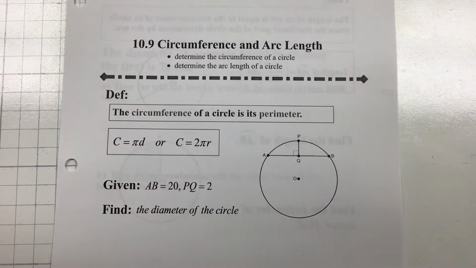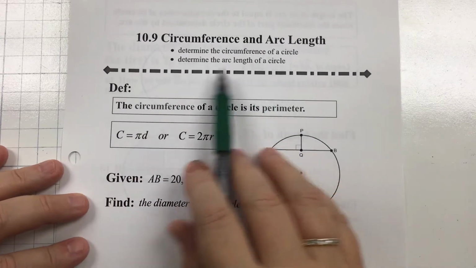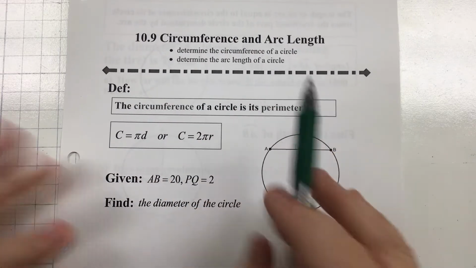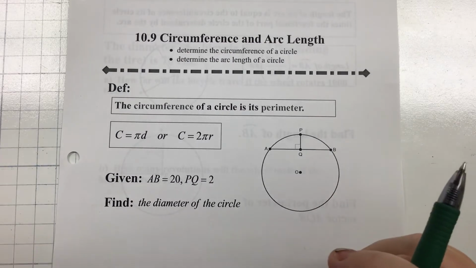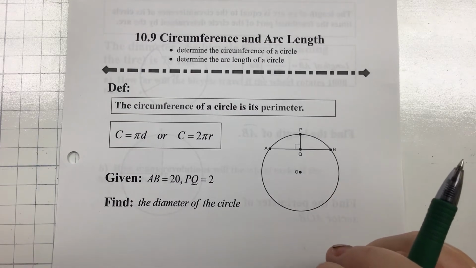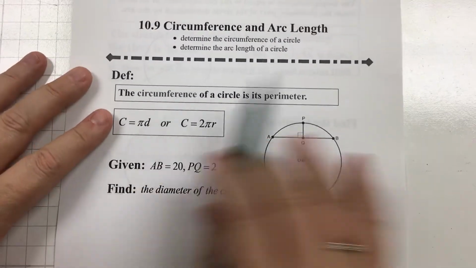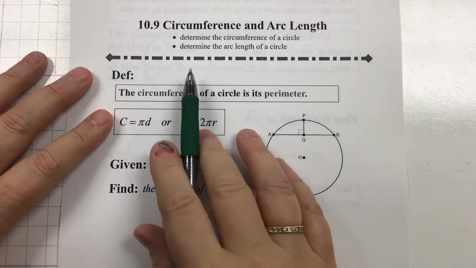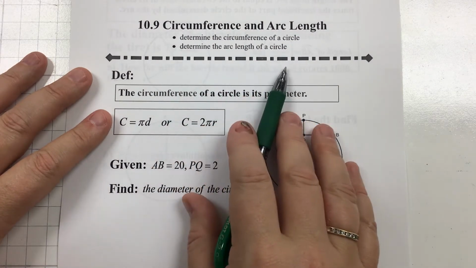Hello, Geometry Advanced students. So today's lesson is going to be a review of circumference and arc length. So we're still in our circle unit. And again, we've talked about arc length and area of a sector before, but this is going to get into a little bit more depth of it. So two objectives here for today. One, we're going to determine the circumference of a circle, and two, determine the arc length of a circle.